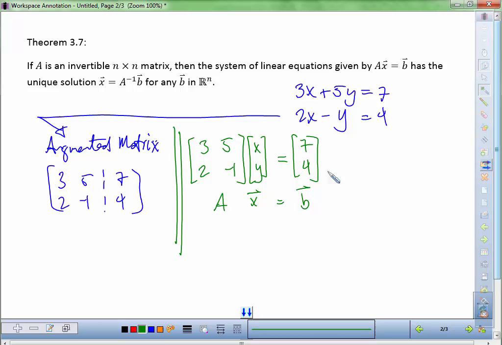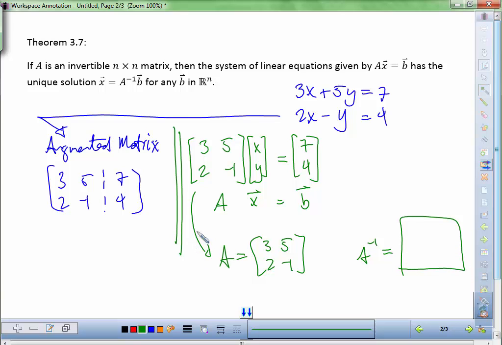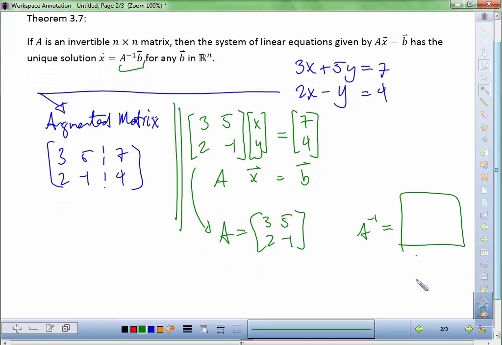And it turns out that we can actually solve for this. If there's a way that we can find the inverse of A, so A is equal to 3, 5, 2, minus 1, and if there's any way we can find the inverse of this, then we can easily solve this equation for the vector x. So x, y is going to be equal to the matrix A inverse times the vector b. So now the question is, can we find this inverse?